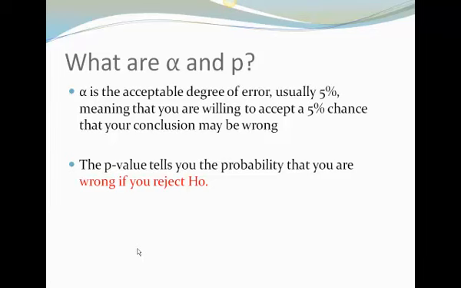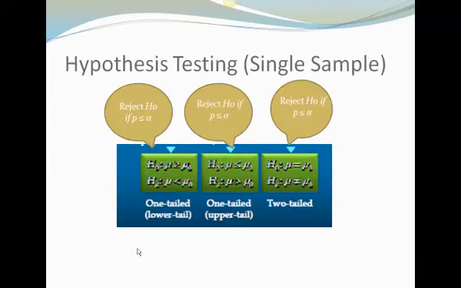That's because alpha, the acceptable amount of error, is 5%. So if p is less than 0.05, we reject H0. The p-value tells the probability that you're wrong if you rejected H0. So you want it to be less than 5%. So if we go back here, if p is less than 0.05, we'll always reject H0. That's our general rule. In SPSS, we're going to call it significance. In Excel, we're going to call it p-value. Either way, you know that significance and p-value both mean p-value.